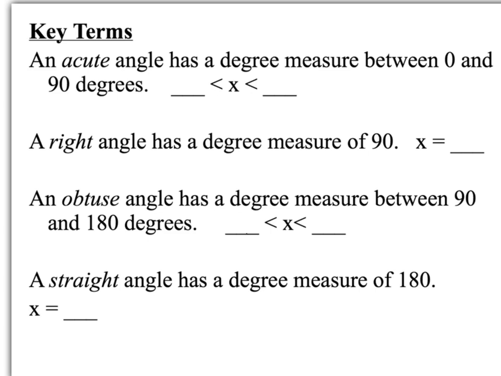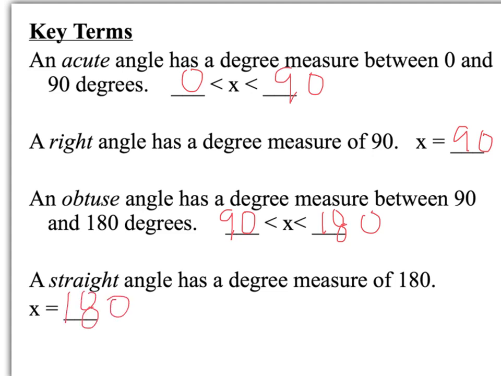So key terms here. Again, you should pause this to write these down if you are unsure what these are. An acute angle is an angle in between 0 and 90 degrees. So x is more than 0 and less than 90. A right angle would be equal to 90 degrees. An obtuse angle is between 90 and 180 degrees. And a straight angle has a degree measure of 180.